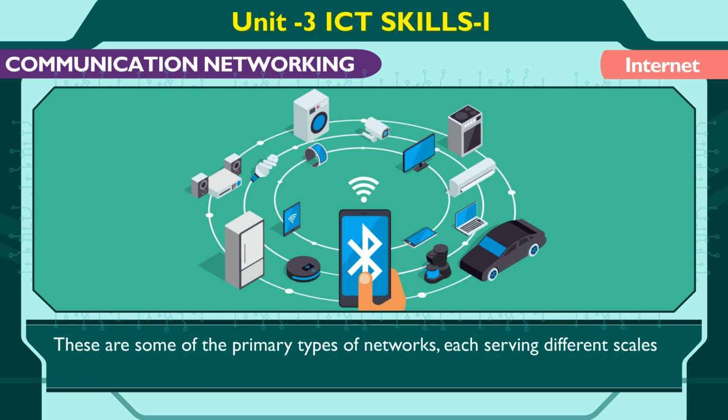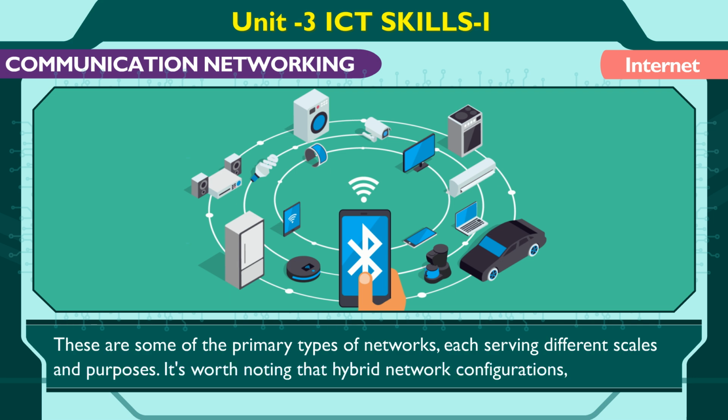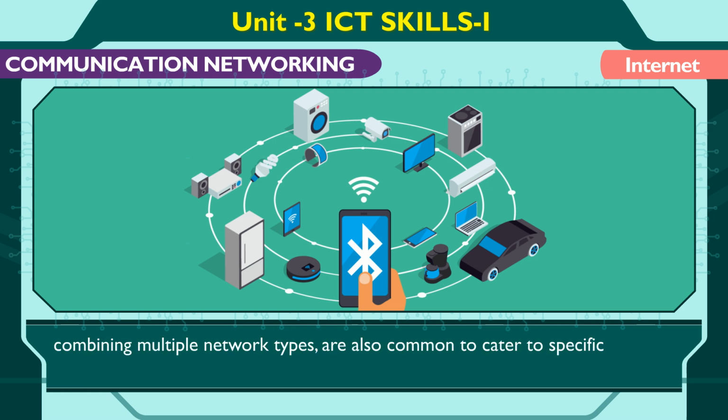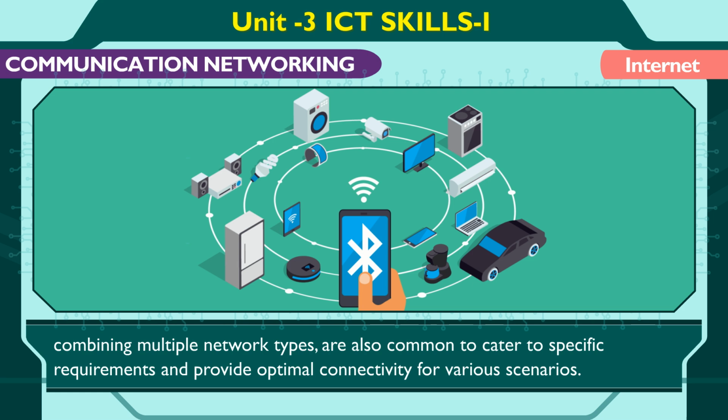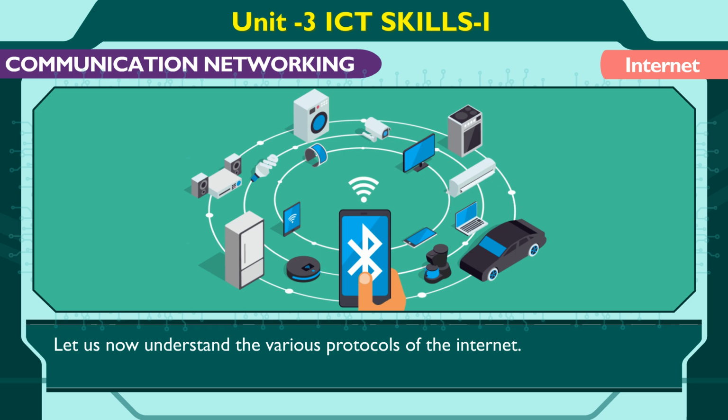These are some of the primary types of networks, each serving different scales and purposes. It's worth noting that hybrid network configurations combining multiple network types are also common to cater to specific requirements and provide optimal connectivity for various scenarios. Let us now understand the various protocols of the Internet.